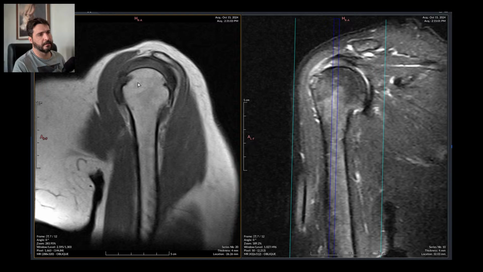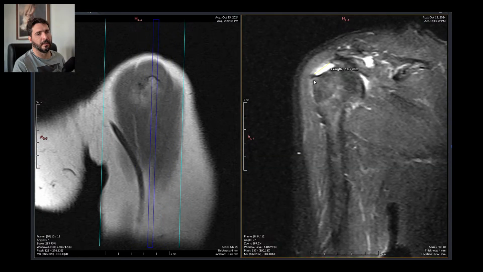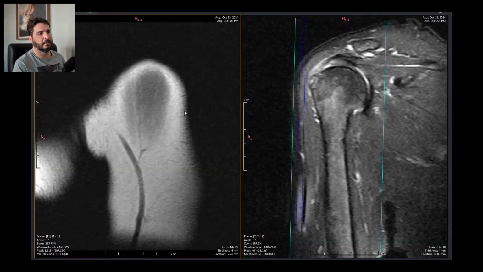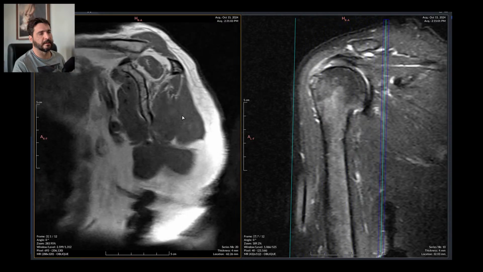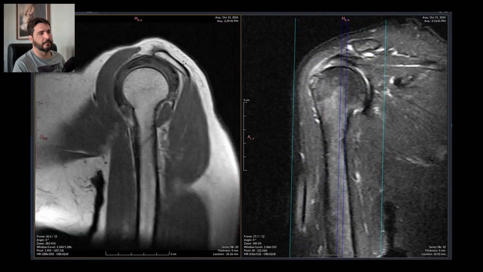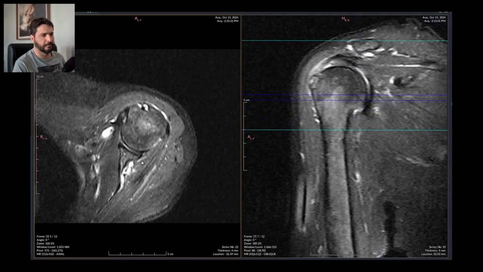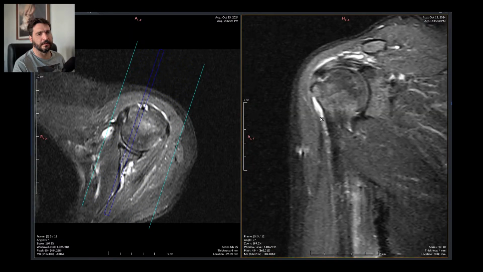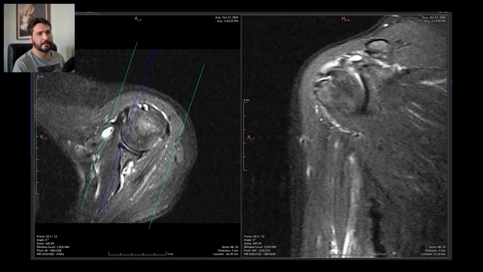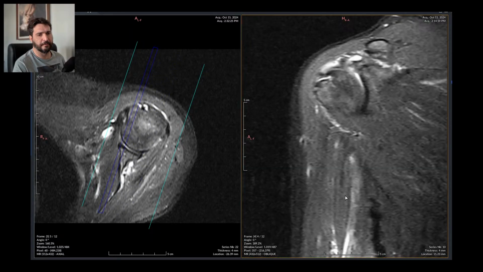Also there are spurs all over the tubercles of the humerus, and also there is edema, bone edema on such tuberosities. So arthrosis is right here, and it's really hard to speak of the glenoid labrum because this is not a properly done exam, unfortunately.